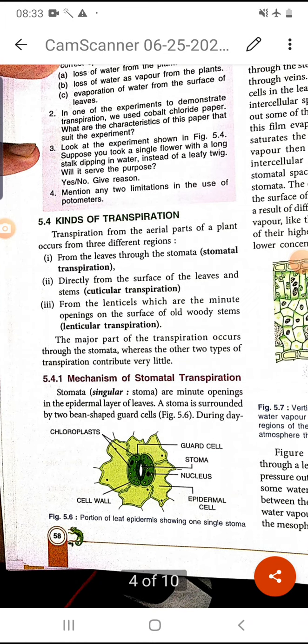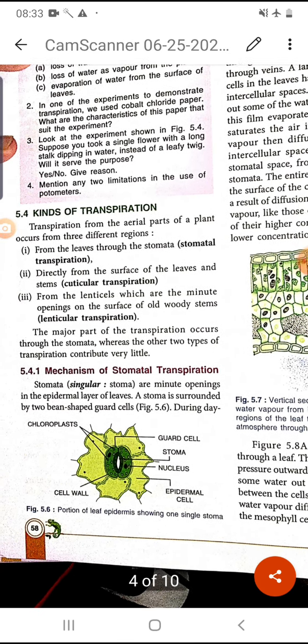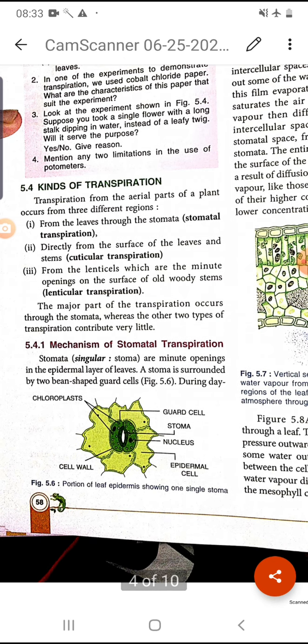So, we are discussing the chapter transpiration. All the experiments about transpiration we have already discussed. Now we'll see that there are different types of transpiration and how transpiration generally occurs through the leaves. Mainly we can categorize transpiration into three types.